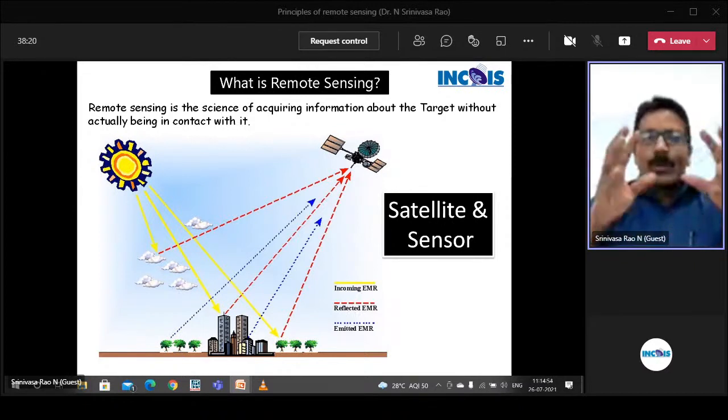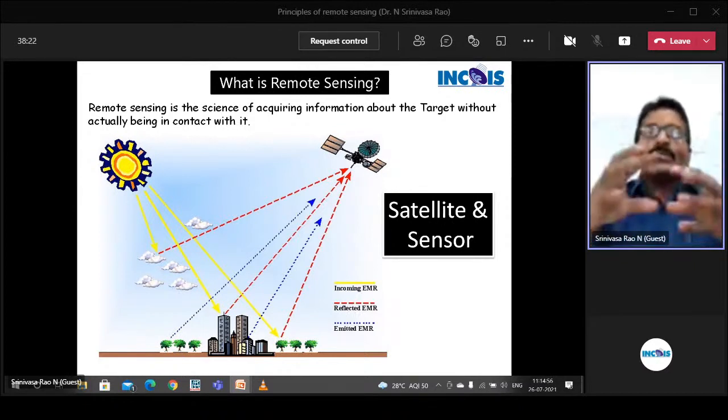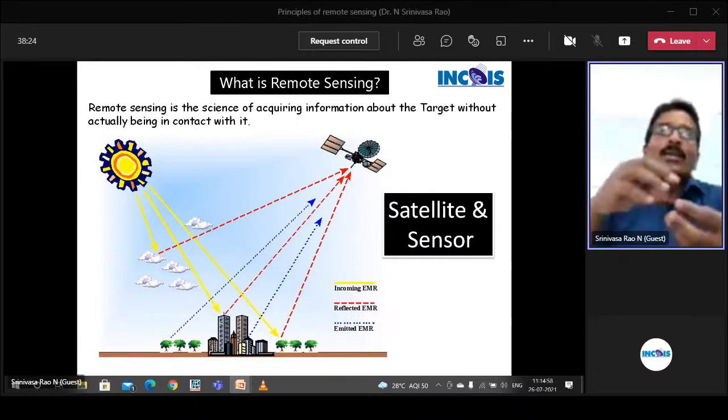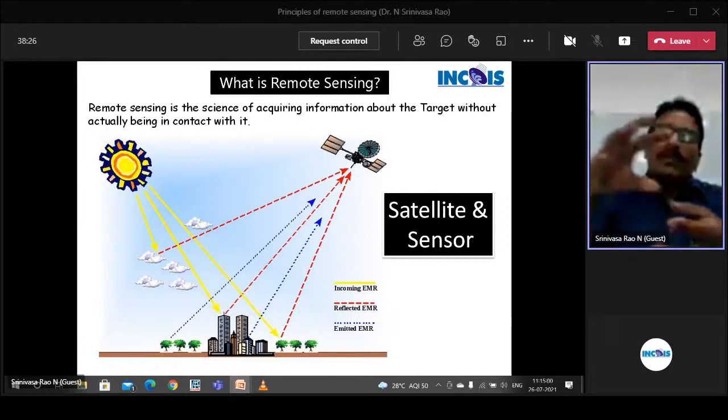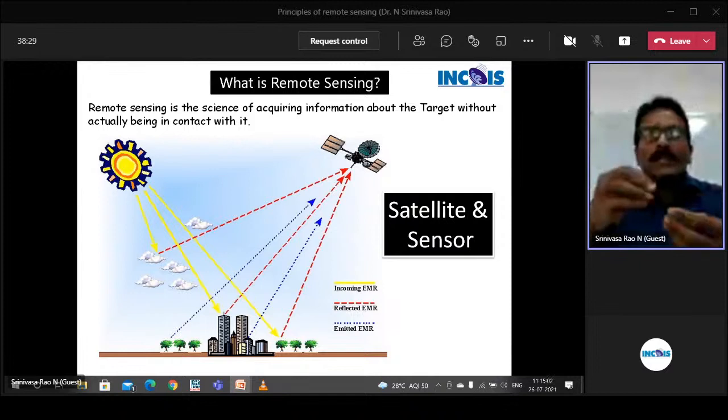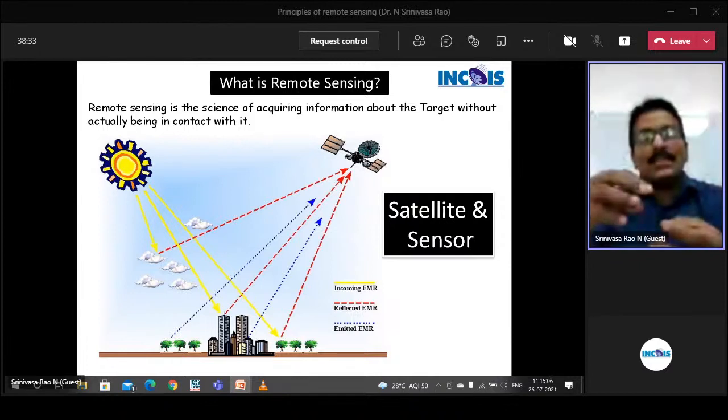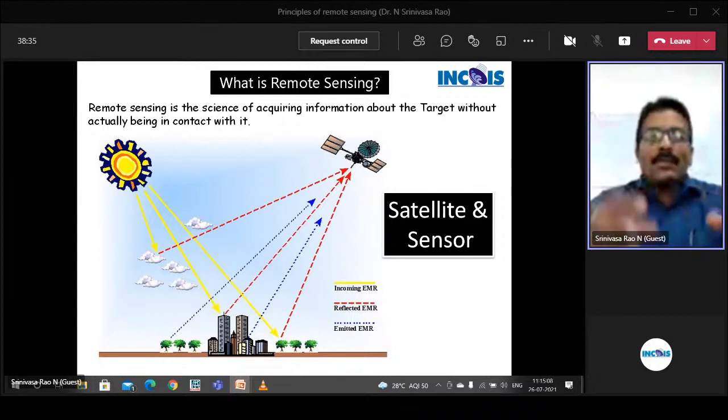Similarly, if you design one satellite, over it we can place 5 to 10 different sensors. Each sensor captures information coming from the earth. Whatever information comes from the earth, either reflection or emission, the sensors capture it. Each sensor captures different information.